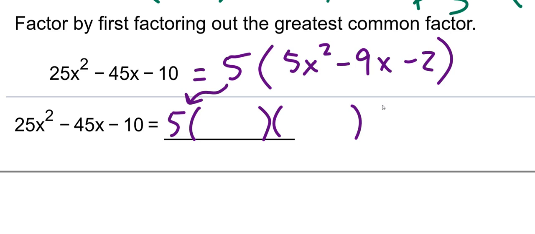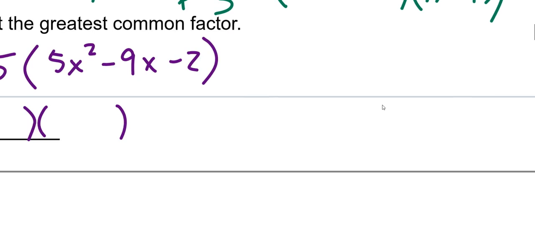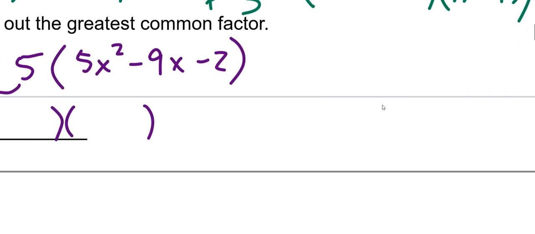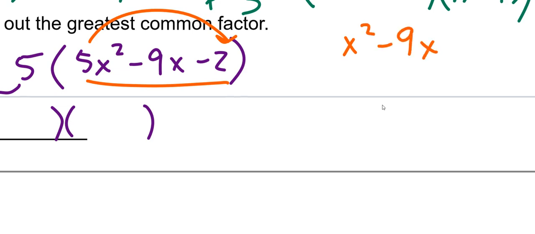But now I am going to focus my attention on the part that's on the inside. So essentially I'm going to ignore the 5 that's out in front. Even though I know that 5 is in my final answer, I'm just going to deal with what's on the inside. And over here on the side, I'm going to do my Berry method. So x squared minus 9x minus 10.